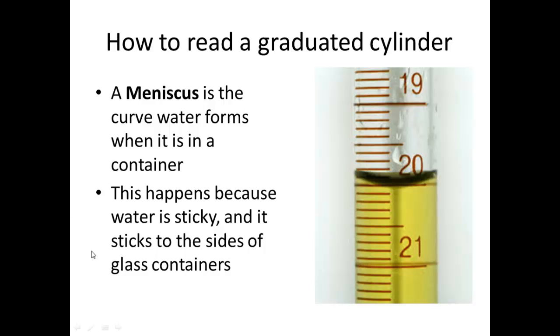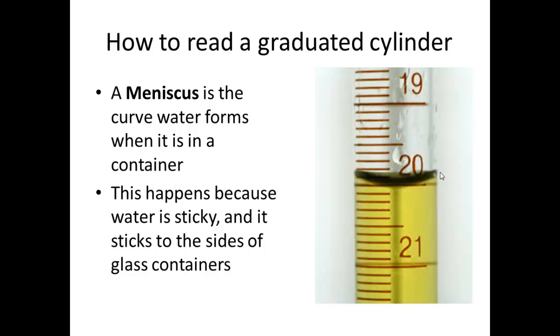So, how to read a graduated cylinder. We'll talk about. Yes, this is important. You guys do want to write this down. The meniscus is the curve that water forms when it's in a container. So you guys can see there's a close-up picture here of a meniscus right there. So you guys see how it goes up in the sides? It actually does this in most containers. It's more prevalent in a graduated cylinder because we can see it because it's thinner.